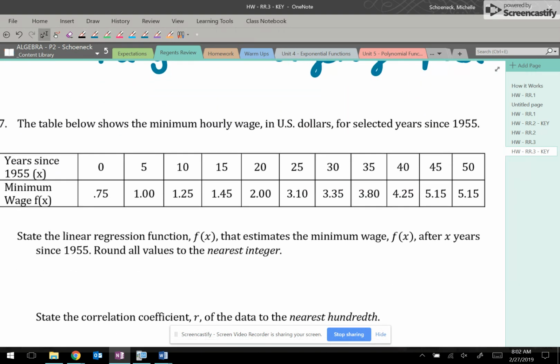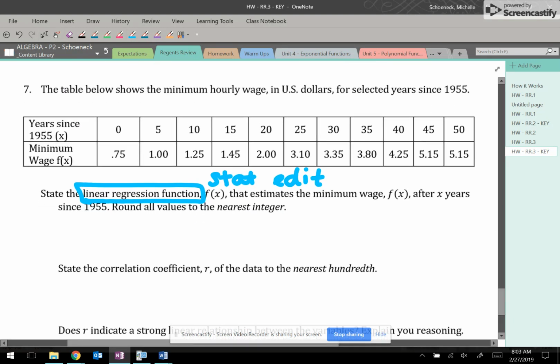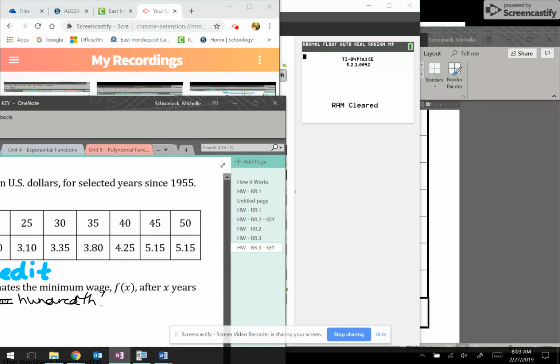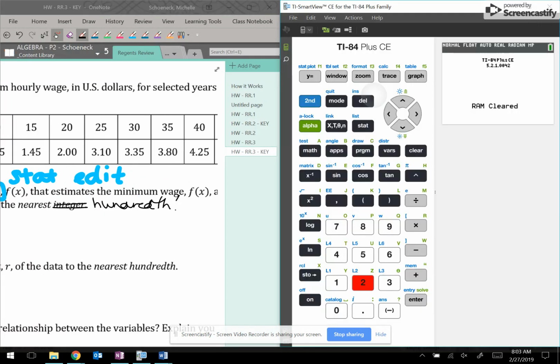And up next, this should be a very familiar one. It is a linear regression function. So we need to go into stat edit. All right, and actually do these out. There's been a typo here. We don't want it to the nearest integer. Do it to the nearest hundredth. So I'm going to put these into my calculator, and I'm going to try and do it really fast so this doesn't get cut off.